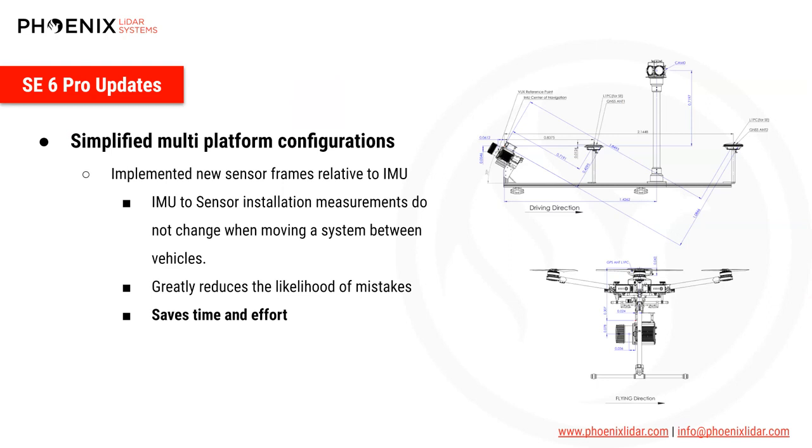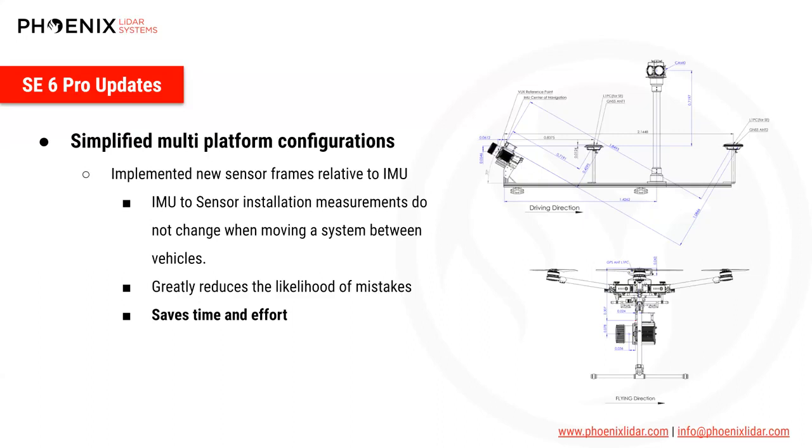The next update is a major change that we made to how installation parameters are defined. Now we base everything on the IMU frame. This is not really a highly visible change, but it does have an important positive impact on user friendliness of our systems. If you watched the Vehicle Flexible webinar from last month, then it's pretty clear how much we value the simplification of solutions.